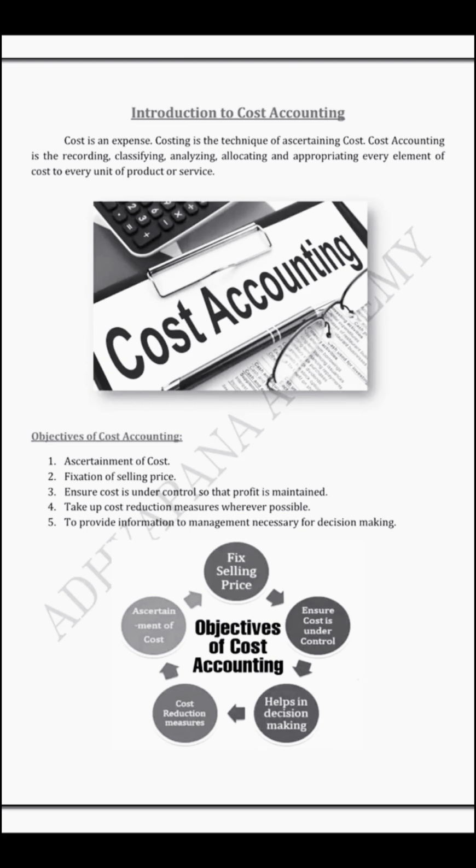You must first try to understand the difference between three terms. One is cost, the other is costing, and the other is cost accounting. We all know cost accounting is a branch of accounting, but what do all these terms mean? Cost is an expenditure. Costing is the technique or the process of ascertaining cost. Cost accounting is the recording, classifying, analyzing, allocating, and appropriating every element of cost to every unit of product or service. Now let me explain this definition.